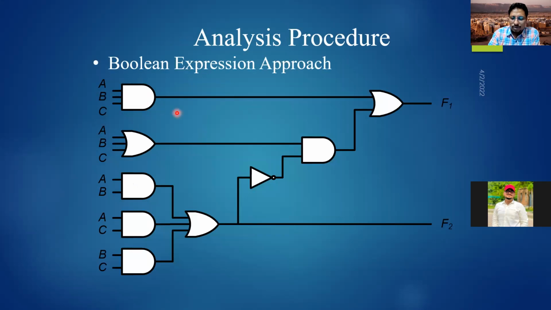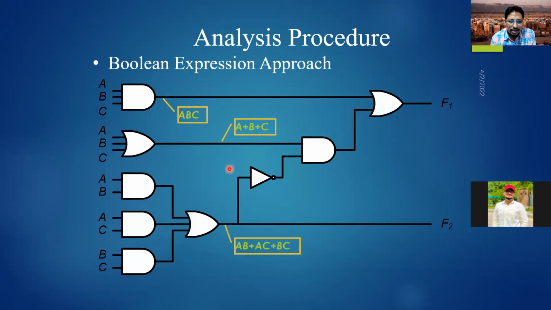Let's say that we have the first gate, which is T2. The output of this is an ANDing gate, A, B, and C, or A and B and C. Now, the second one is an OR gate, which is A plus B plus C. The third one here is an ORing gate, which contains the three NANDing gates, so it is a sum of products. Now, this is the result of F2.